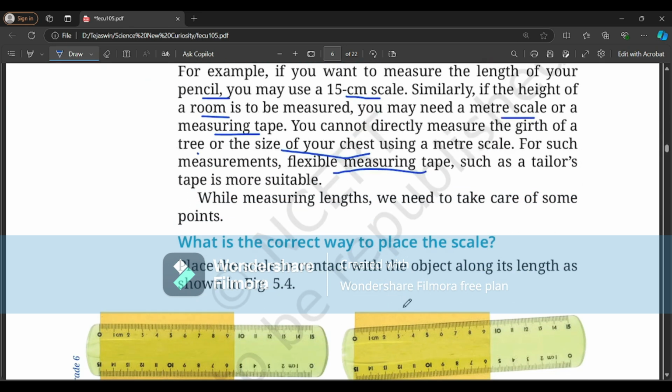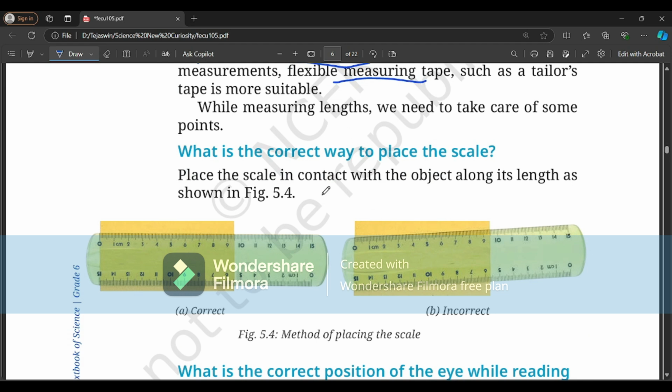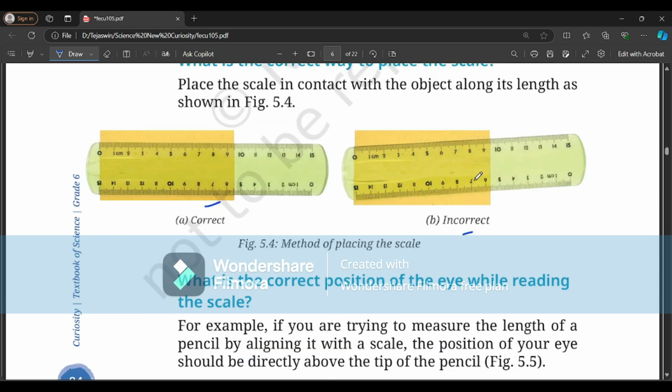While measuring lengths, we need to take care of some points. So what are the points that we need to take care of while we are measuring length? The correct way of placing the scale we should be aware of. In this picture you can see that this is correct and this is incorrect, where the scale and the paper on which the measurement is being taken are not in line with each other.